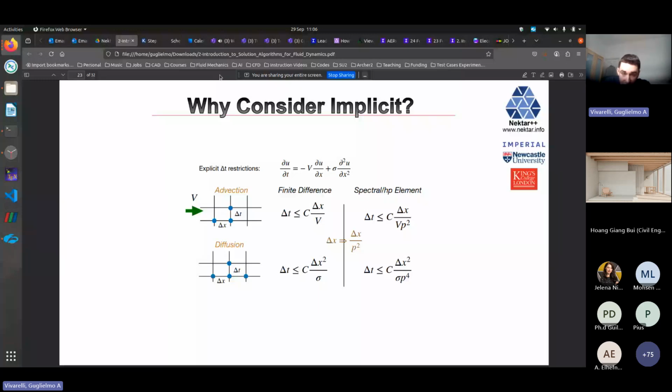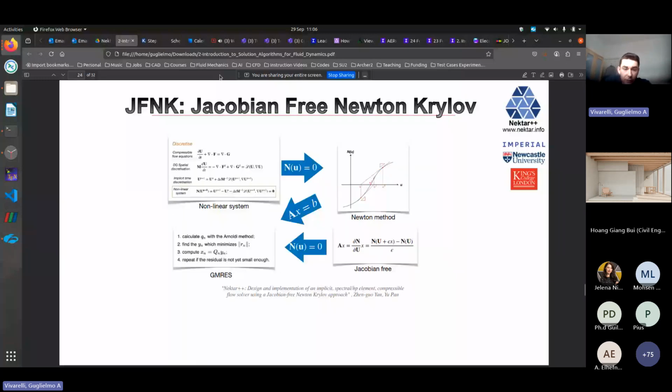But in this case, it also makes sense given that we're not using a large mass matrix for the entire domain, where we've got local ones. We can also consider an implicit scheme for the convective terms. So how does it work?